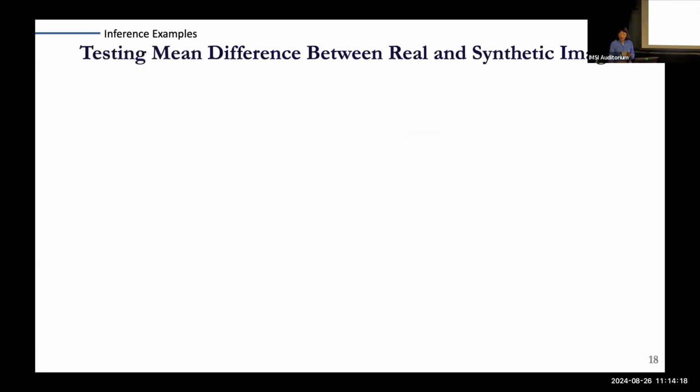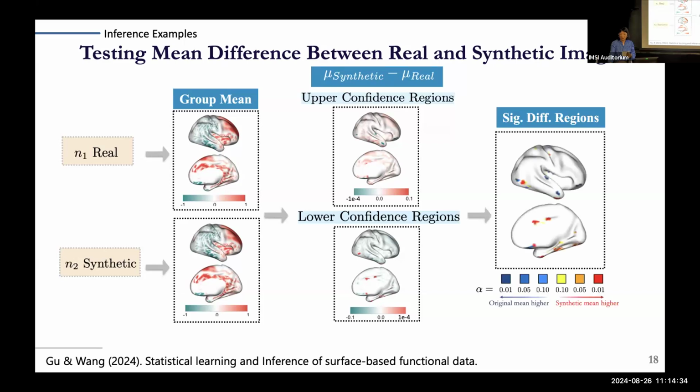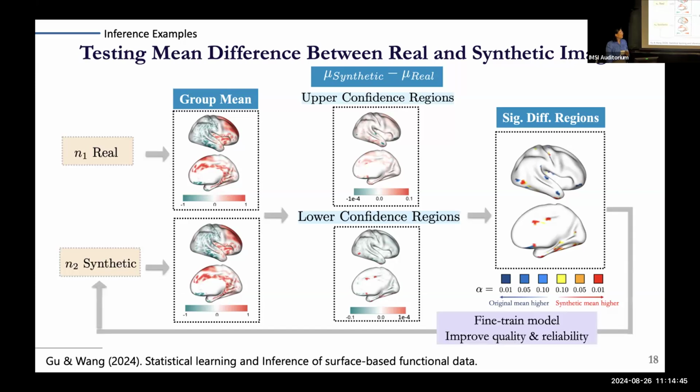Just to give you a little bit of a taste. For example, let's say we are interested in testing the mean difference between a set of real and synthetic images. Here you can use our inference tools such as simultaneous confidence regions. We can locate the significant differences between the two sets of images. And then we can use this information to fine-tune the AI model and improve the quantity, quality, and reliability of the model.